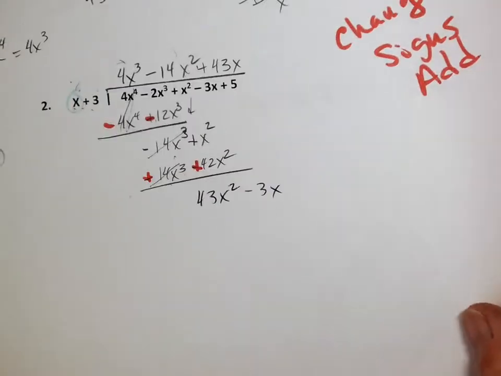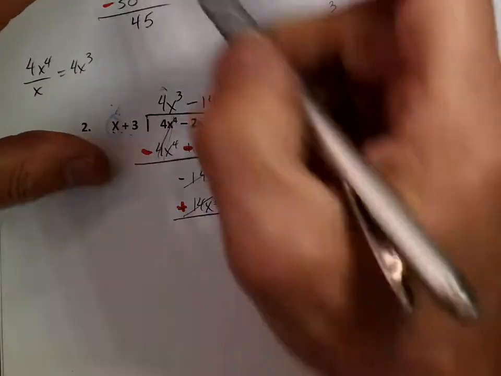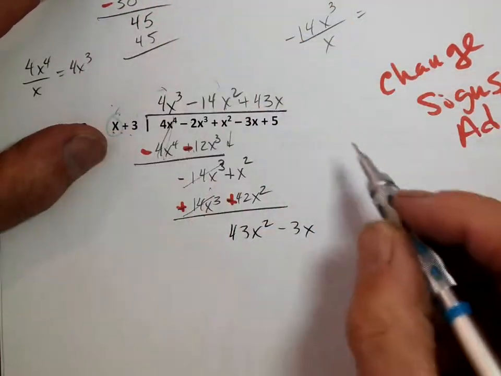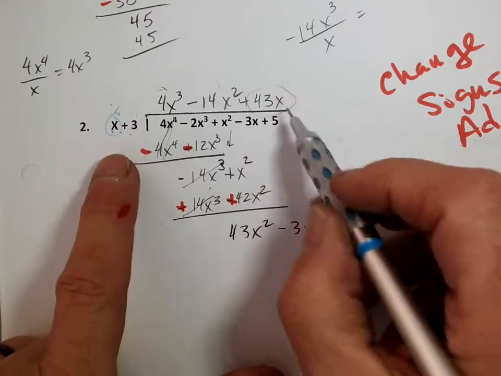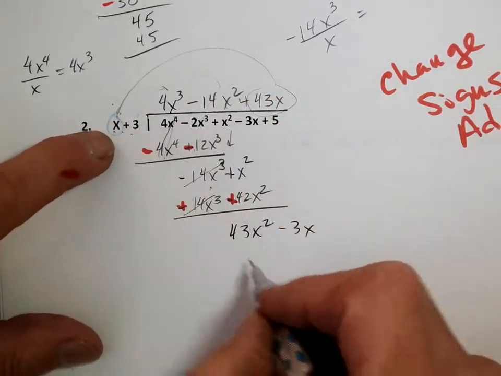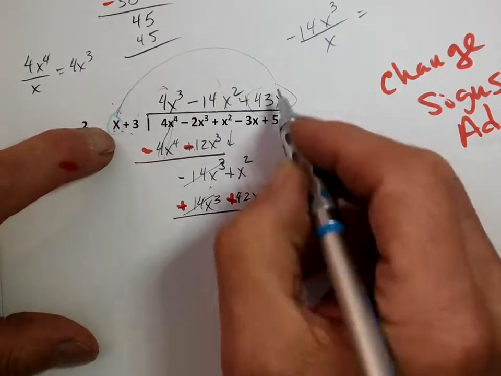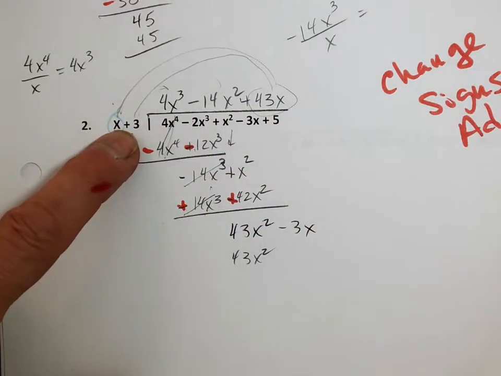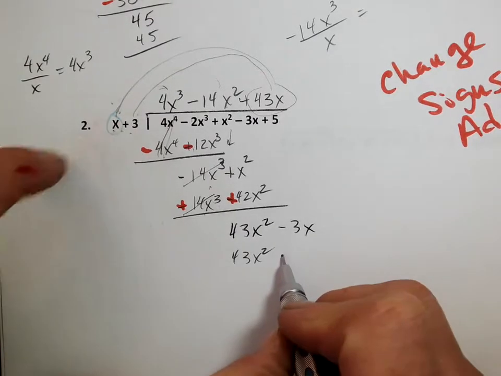Okay, so, all right, same thing. Now, 5 times 9, you get 45. You guys agree? But you also have to now go the 43x times x, which is a 43x squared, and you got to go to the 43x times the 3. Okay, what's 43 times 3? 43 times 3 is 129. Okay?